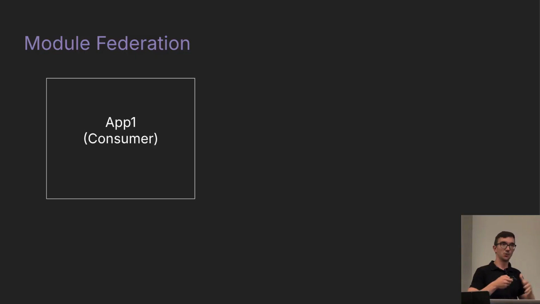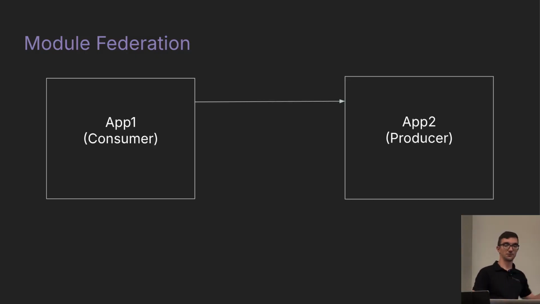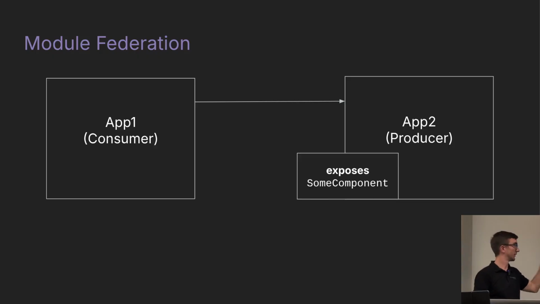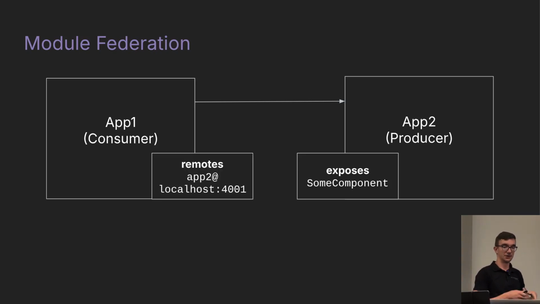And to know what is actually exposed by the producer, module federation coined the term exposure. So you expose some component that the consumer wants to load from the producer. And to know where to actually look in the World Wide Web, you have a list of remotes on the consumer side. So the consumer knows, okay, if I want to get something from app 2, I need to look at that URL.